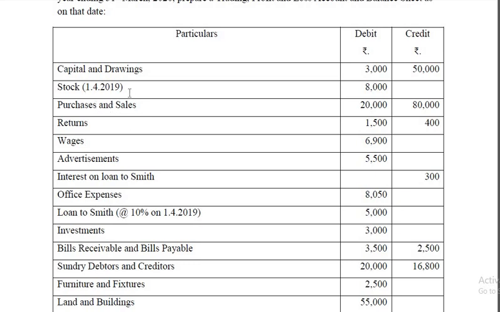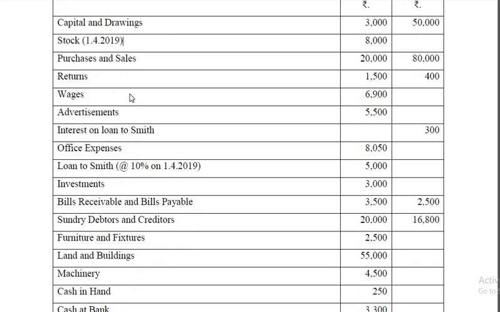Okay. Stock at the beginning: so trading account, opening balance. Purchases and sales. Here purchases are 20,000, sales are 80,000. Purchases will appear on the debit side of the trading account. Sales will appear on the credit side of the trading account.